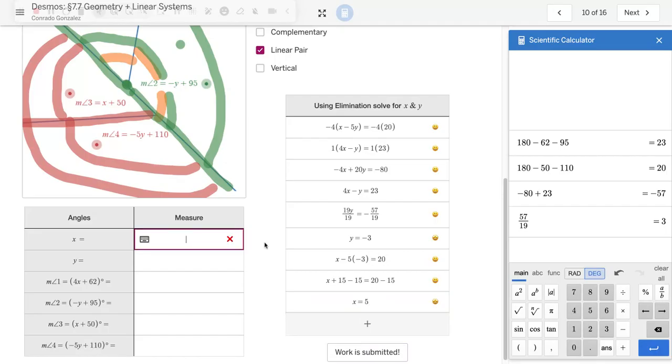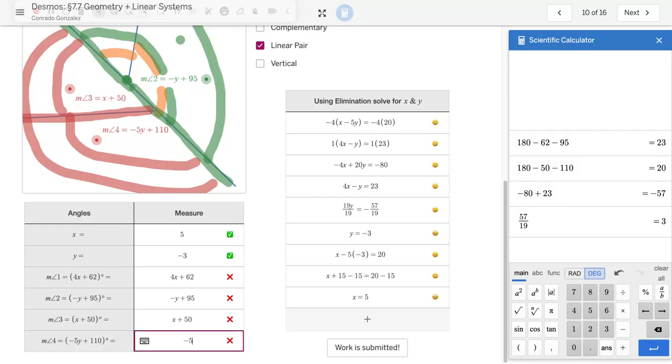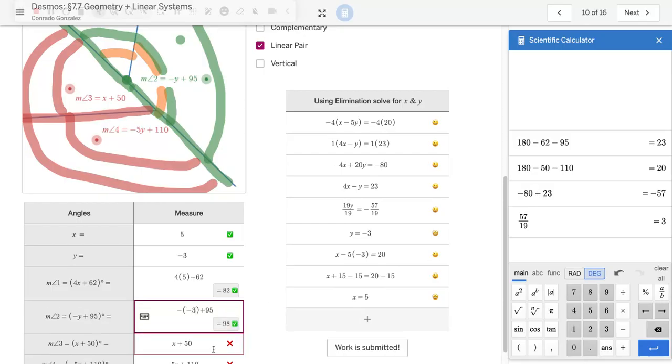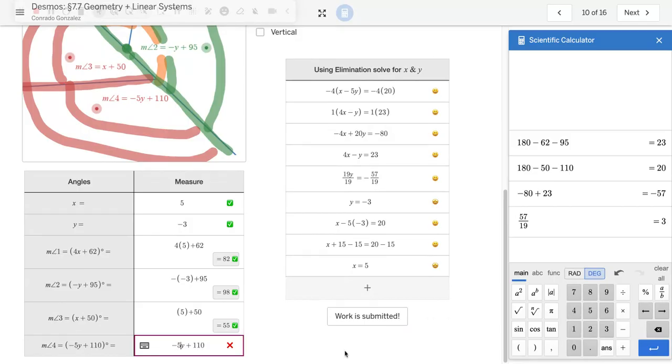Press submit. Now I have a solution: x is equal to 5, y is equal to negative 3. That's the solution to the system of equations. But that's not giving me the measure of the angles, so I've got to find the angles: 4x plus 62, negative y plus 95, x plus 50, negative 5y plus 110. I'm going to substitute. Instead of x, I put parentheses 5, and instead of y, parentheses negative 3, for both pairs.